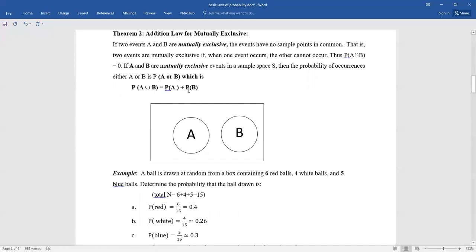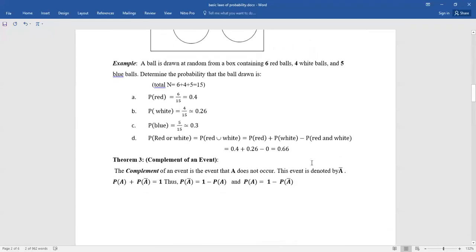When we have mutually exclusive events, we can write probability of A or B simply as probability A plus probability B. So this is the mutually exclusive. Sometimes an exam may ask how we can understand mutually exclusive. When the probability of A and B is 0, they cannot happen together. They are mutually exclusive. Okay, remember this. So let us see an example.